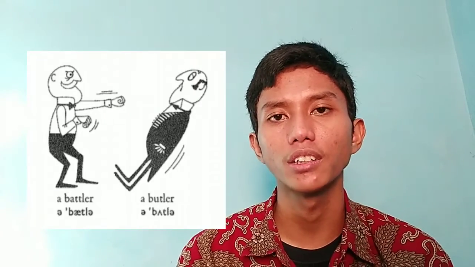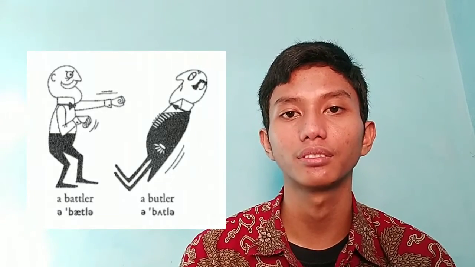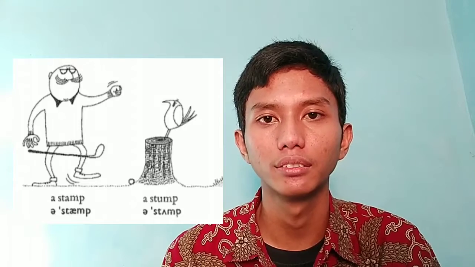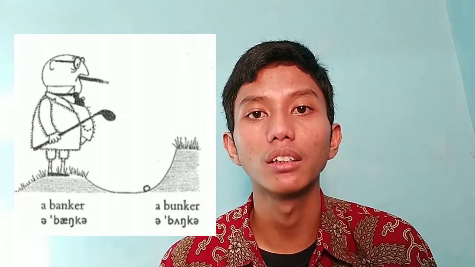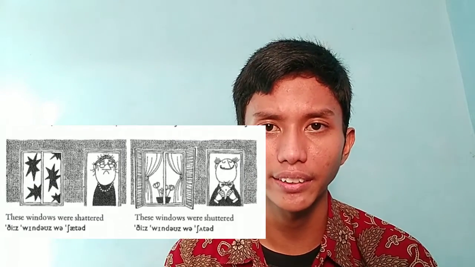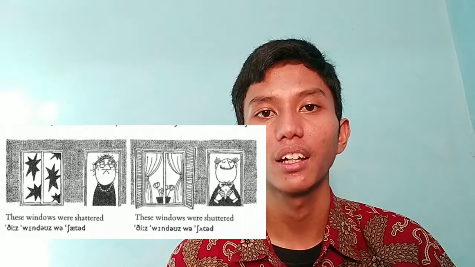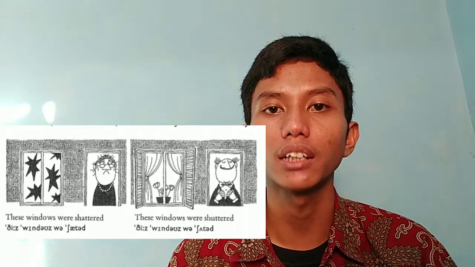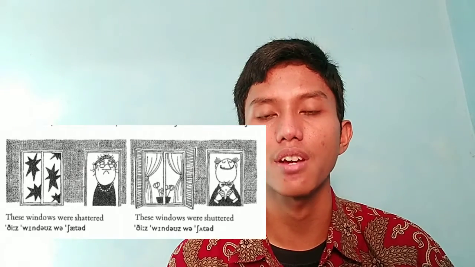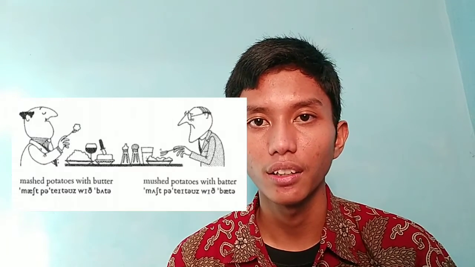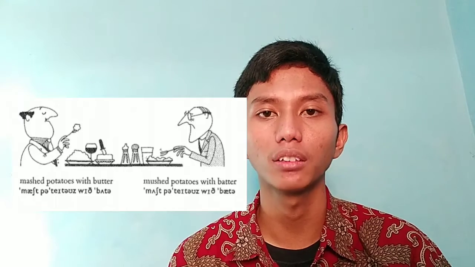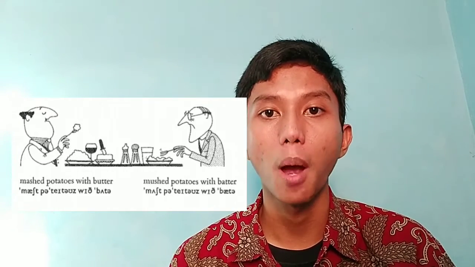And then we are going to the next picture, the difference between a battler and a butler. And then the next picture, there are stamp and stomp. There are a banker and bunker. And then the next picture, there is a sentence, these windows were shattered. And then beside it, shattered, shut. And the final picture of this page, there are mashed potatoes with butter.